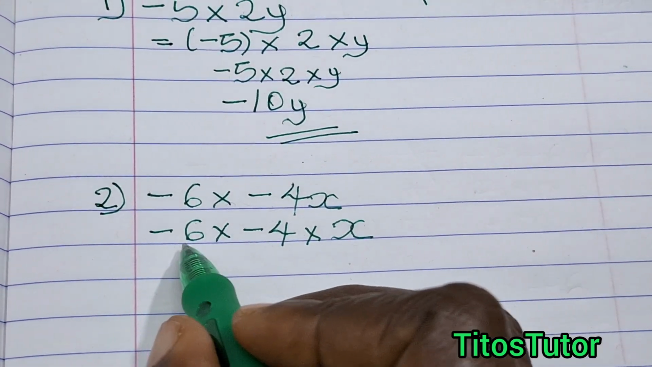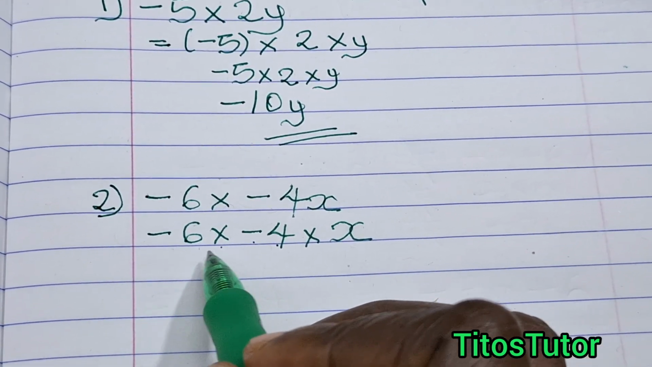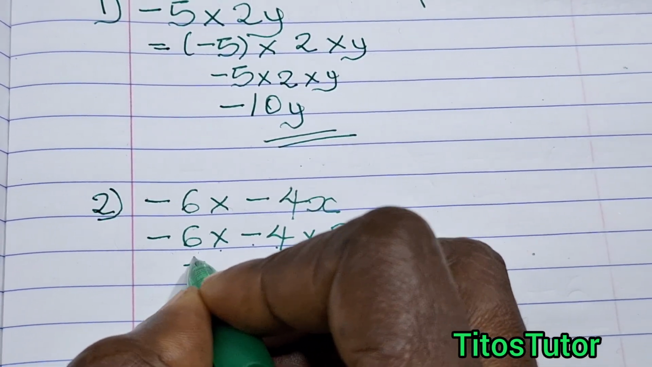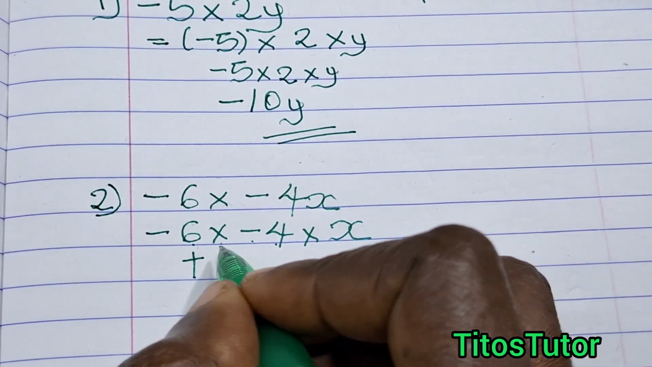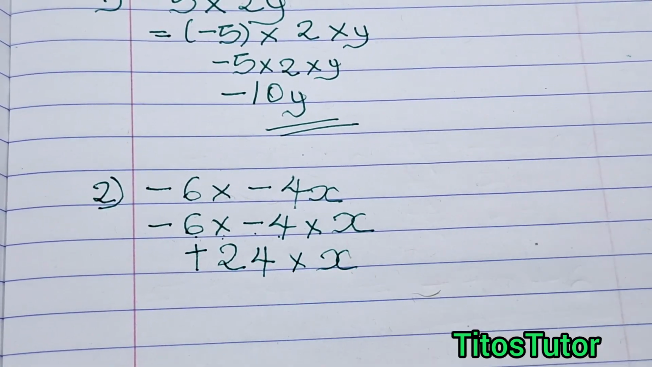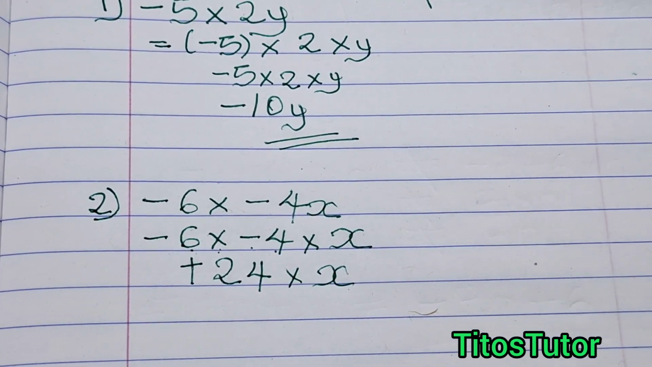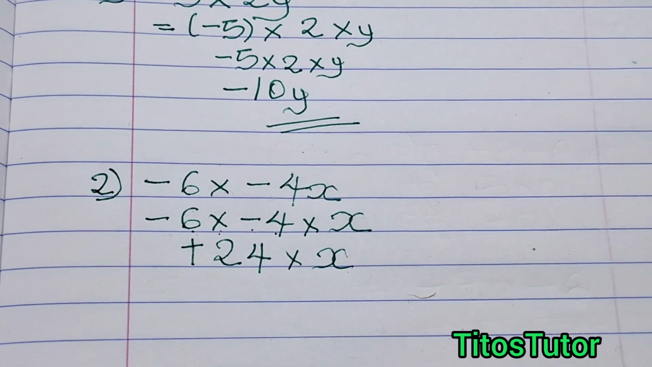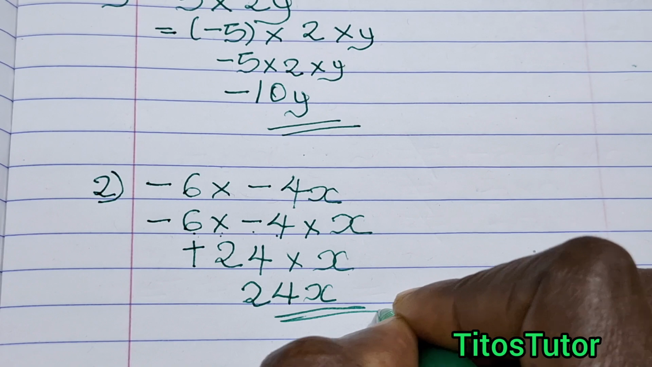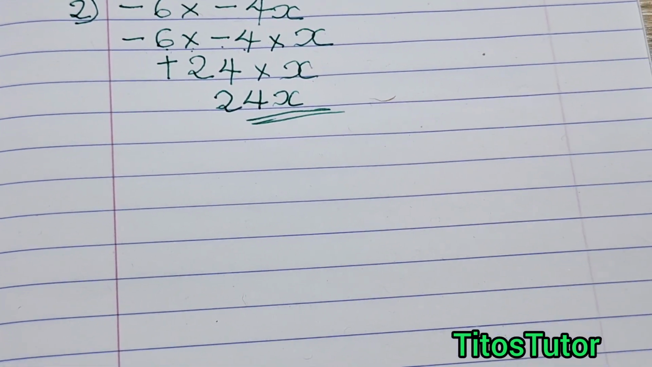So negative 6 multiplied by negative 4. Two negative numbers multiplying each other gives you a positive answer. So negative 6 times negative 4 is positive 24 multiplied by x. Because it is positive 24, you don't need to write the positive. Numbers without sign are all positive numbers. So my final answer is 24x and I'm done. Let's go to the third example.